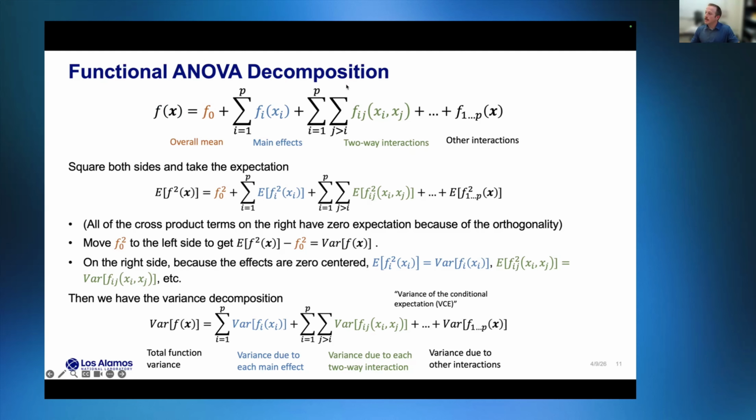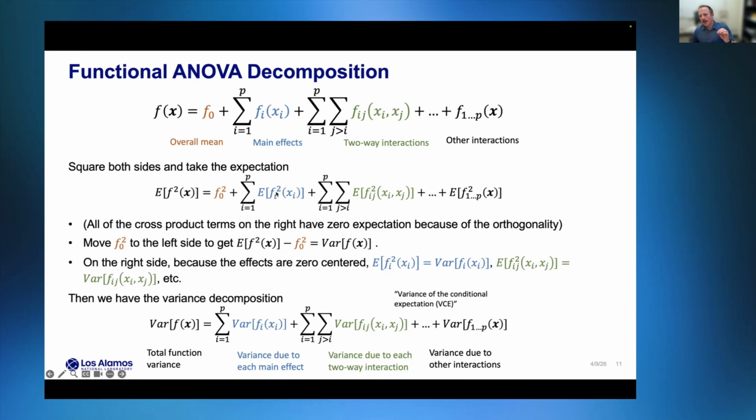But if I then take the expectation of both sides, I get the expected value of f squared of x on the left. And then all the cross product terms, when I squared this sum, will have expectation 0 because these terms are orthogonal. And so I'm just left with the terms I had before, but with the expected value of the squared effects.